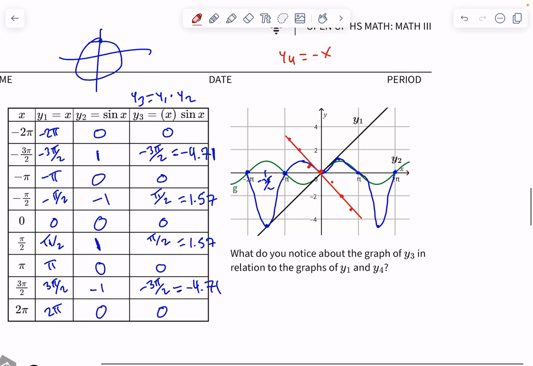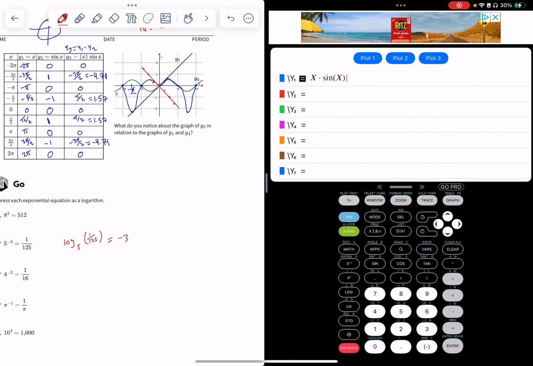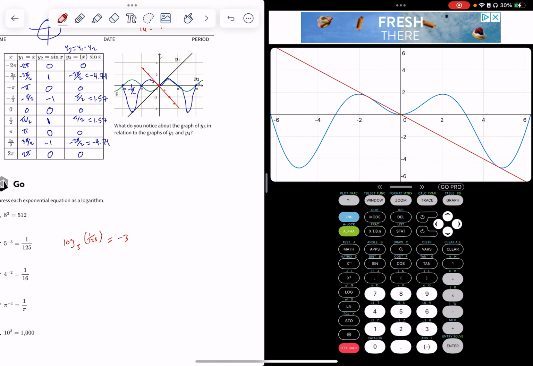And let's go ahead and maybe see this better on an actual calculator. So let's go to y equals and let's graph negative x there. Okay, so what do we see? Interesting graph. So what do you notice about the graph of y3, which is the one we drew, the blue one, in relation to the graphs of y1 and y4?